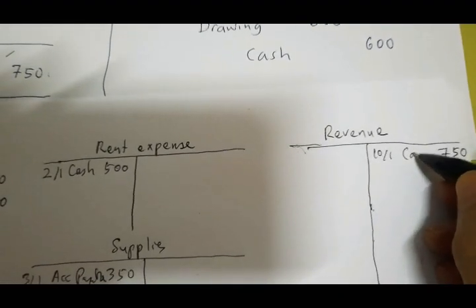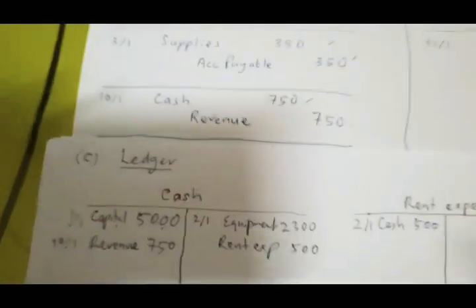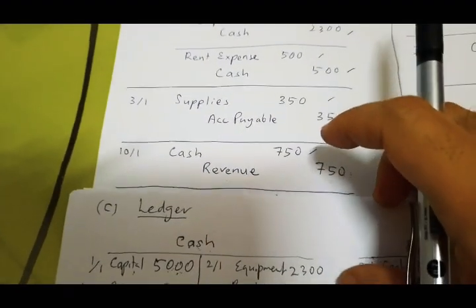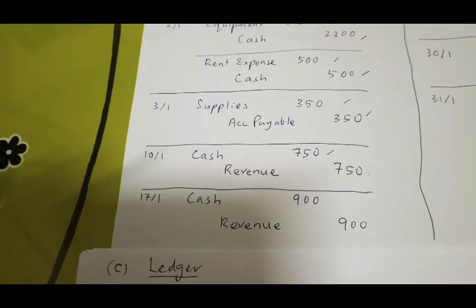Refer to account cash. Okay, that is done. Do we have the next thing? Okay, we have the next thing.